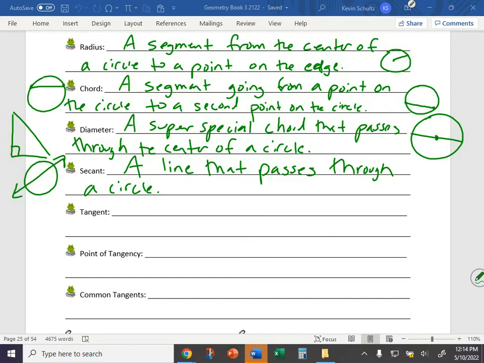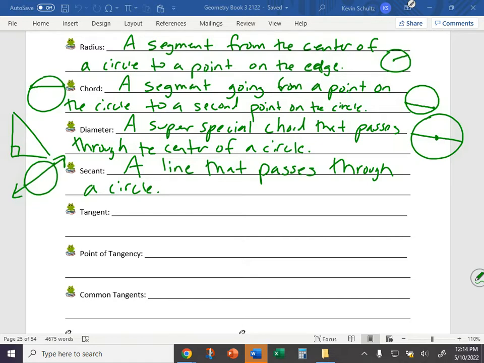So we can't measure it because a line doesn't have measurement. However, we could measure the chord that secant creates. If we put endpoints here and here, we have a chord within the circle, but also that chord is part of a larger secant that is passing through it. Yes, but the only part we can measure is the part that's contained within the circle, which is actually a chord. Okay? Questions so far? Isn't this fun?